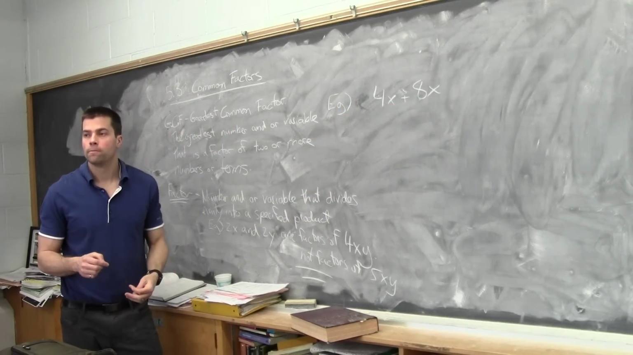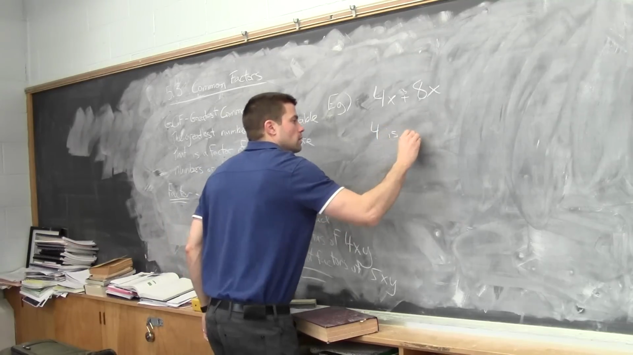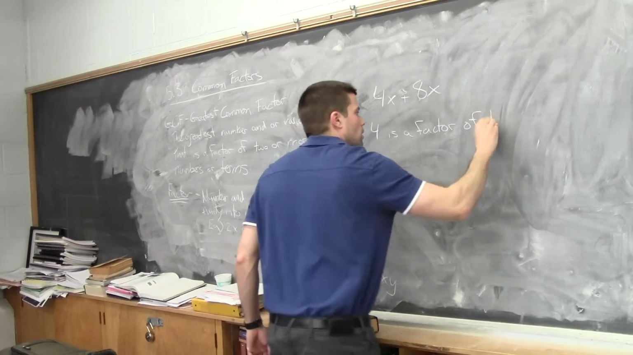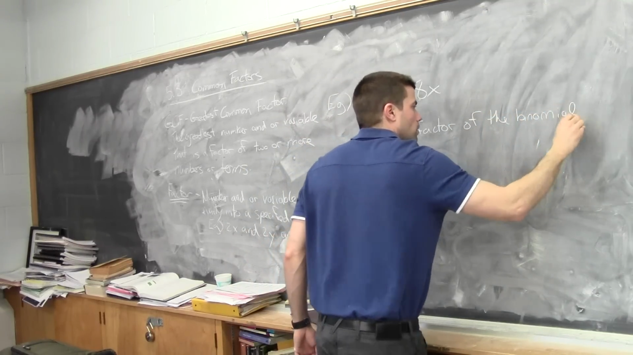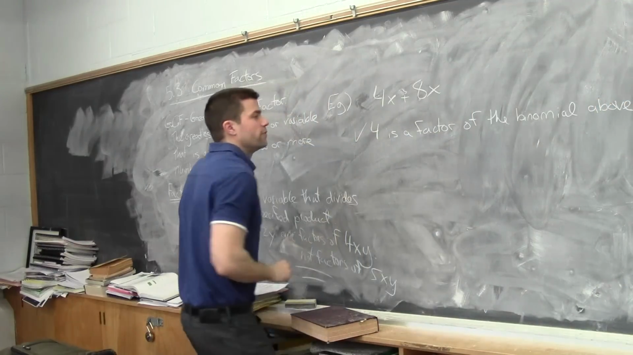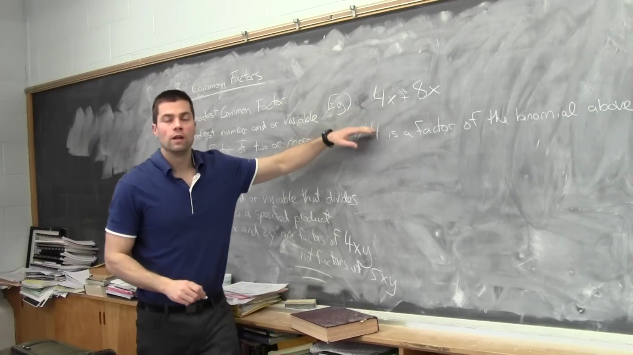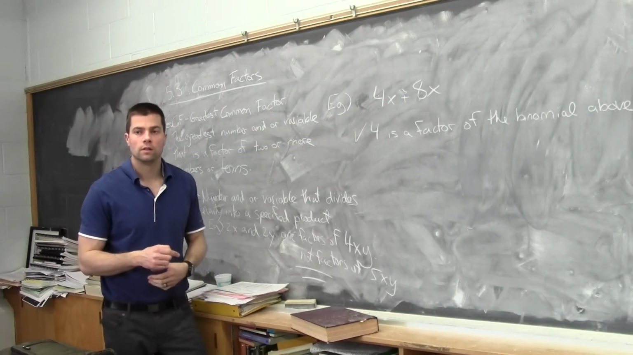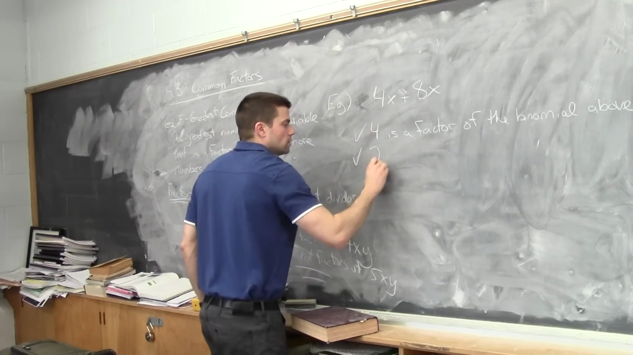Okay, great. So 4 is a factor. Okay, good. 4 is a factor of the binomial above. Why? Because it goes into 4, it also goes into 8x. What's another factor? Yeah, here it goes. 2x. Excellent. So we'll start with 2. We can say, well, let's say 2x.